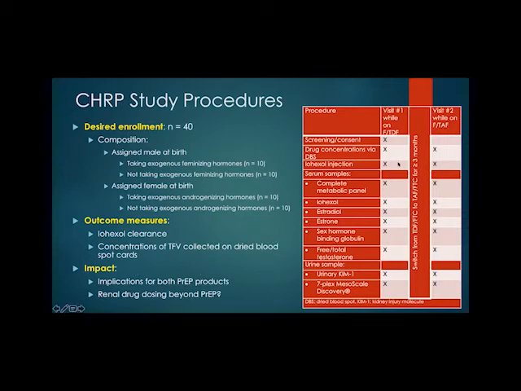So this is kind of the procedures here. I know that there's more than four X's, but a lot of these are batched labs. So it's just four tubes of blood, one dried blood spot card, and one urine sample.